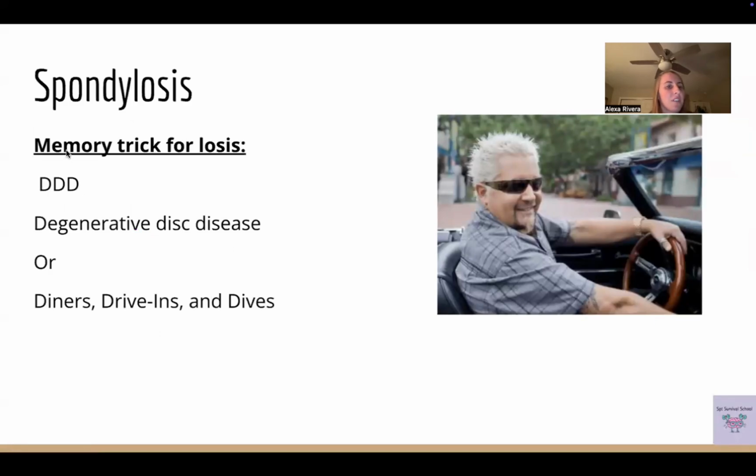Also to remember, if that doesn't stick, there is triple D, which stands for degenerative disc disease. Or diners, drive-ins, and dives with Guy Fieri. So whatever floats your boat, you can associate him with -losis.